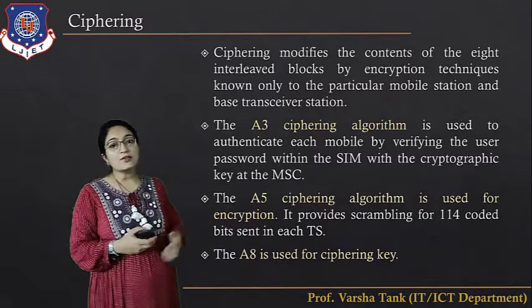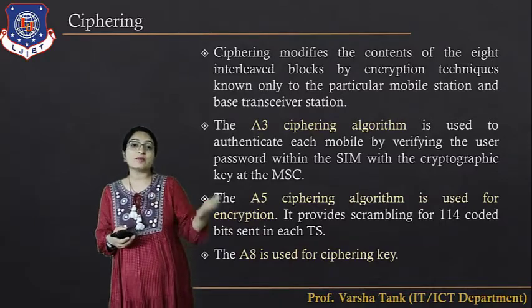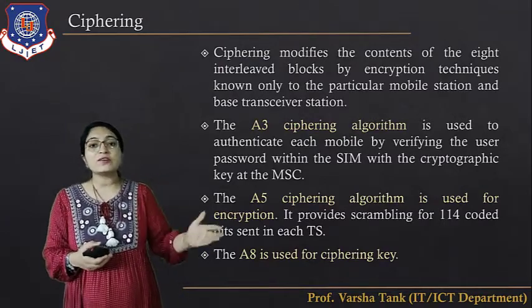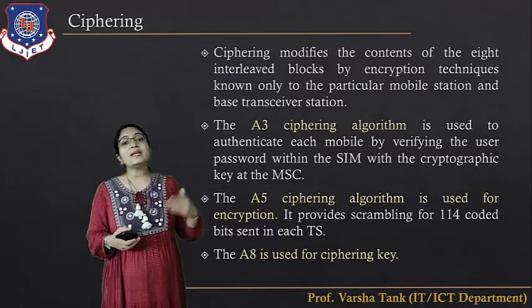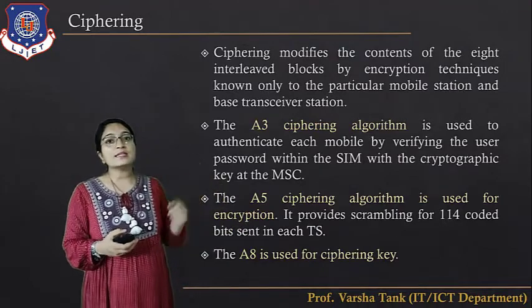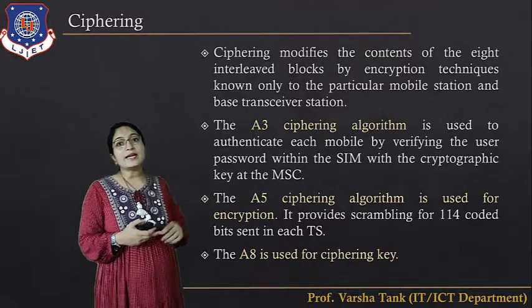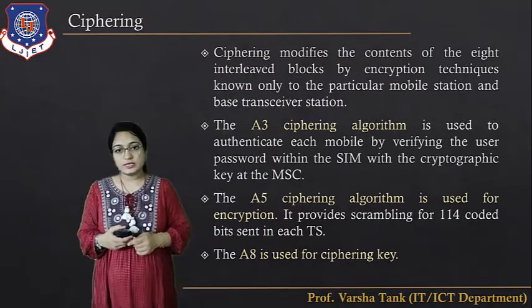Then next one is ciphering. As I gave the example of cipher text, ABC is converted to DEF because we are adding 3 to the ASCII value of each and every character. This is ciphering. So deciphering should be done at the receiver side. Got it? Ciphering modifies the content of the 8 interleaved blocks by encryption techniques known to the particular mobile station and the base transceiver station.